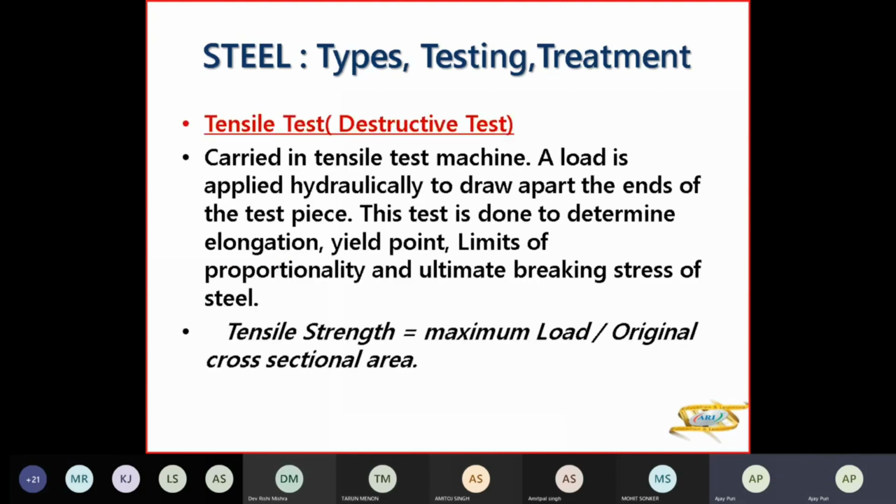So it is carried out in tensile test machine. Load is applied hydraulically to draw up at the ends of test piece. So this is a destructive test. So you can find out your elongation, yield point, limits of proportionality, UTS, and failing point. So your tensile strength is maximum load upon original cross-section area of the material which you are testing.